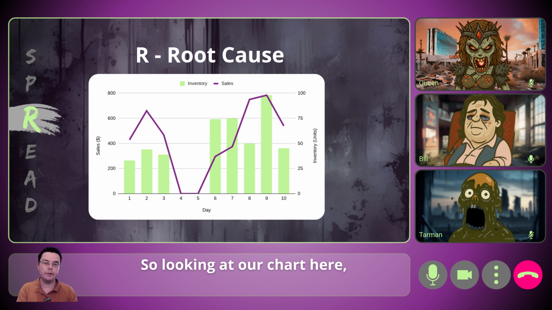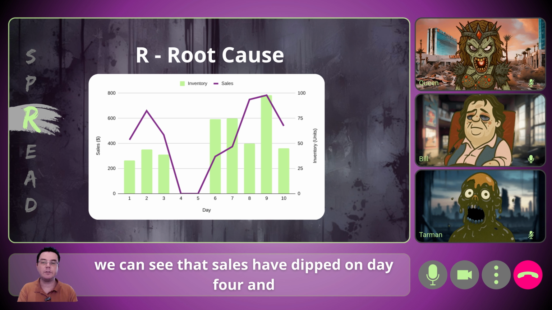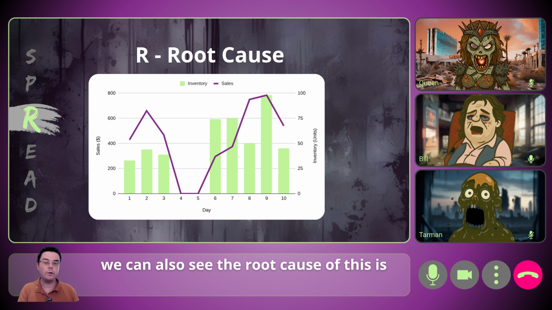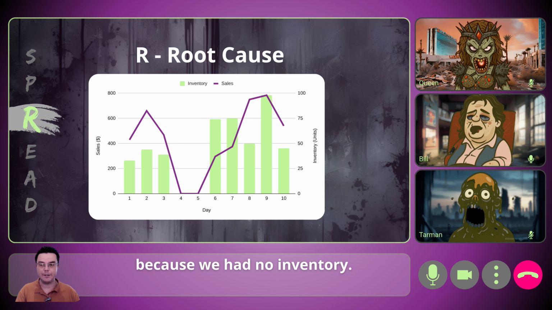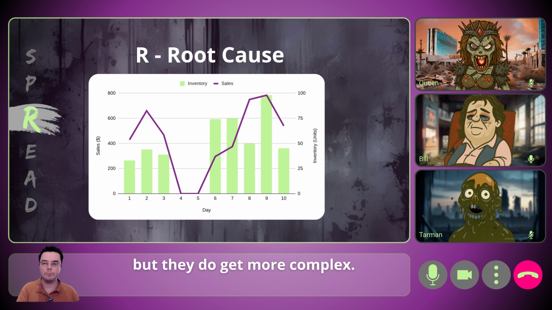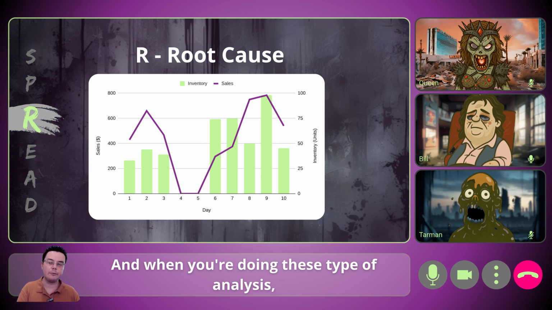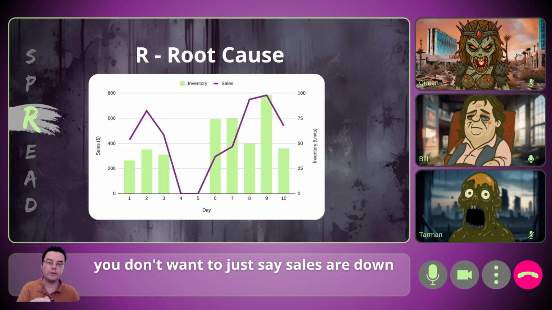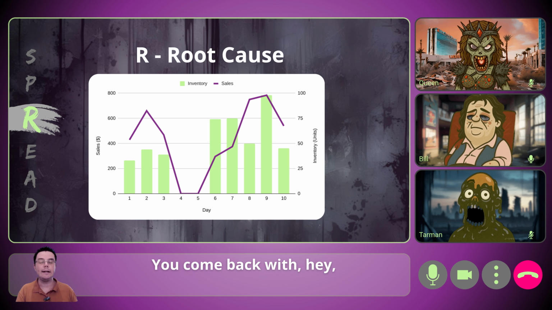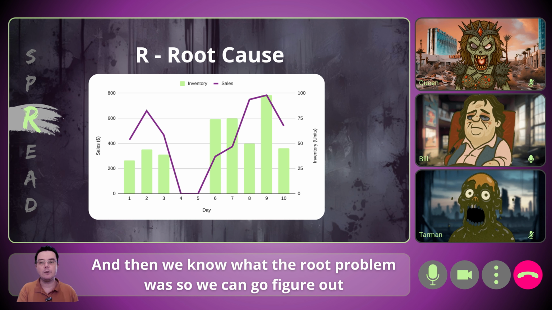So looking at our chart here, we can see that sales have dipped on day 4 and 5. When we're analyzing this, we can also see the root cause of this is because we had no inventory. That example is a very simple one, but they do get more complex. When you're doing this type of analysis, you don't want to just say sales are down on day 4 or 5. You come back with, hey, sales were down because inventory was out. And then we know what the root problem was, so we can go figure out why.